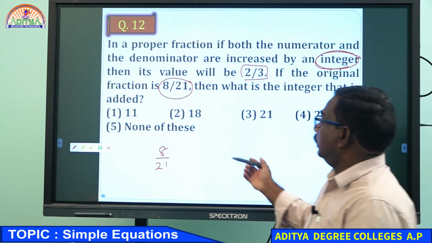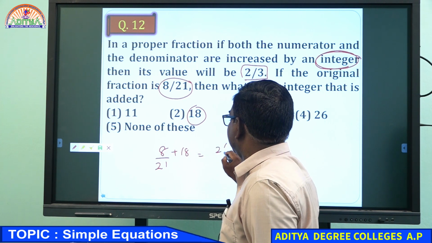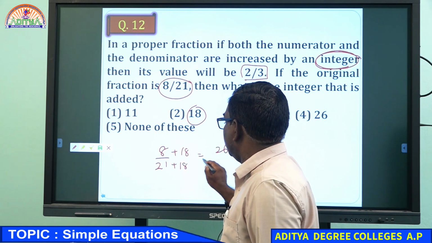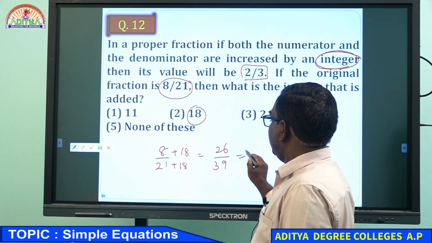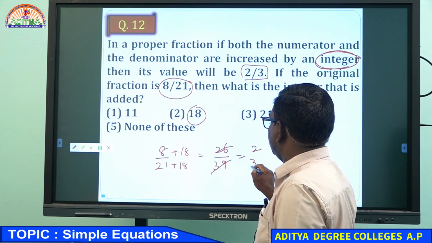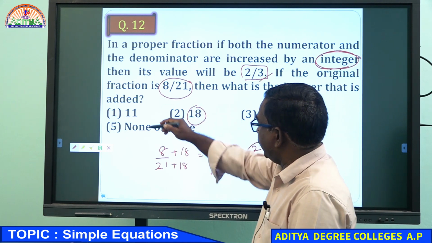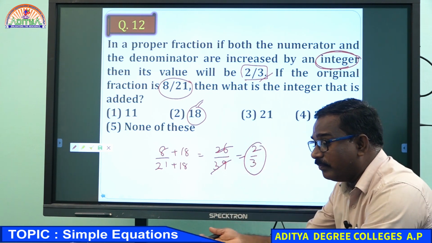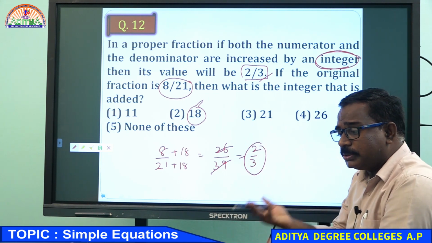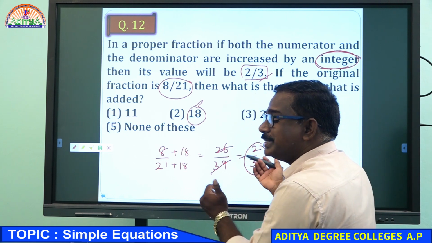Suppose if you take 8 plus 18, how much do you see? That is 26. 21 plus 18, how much? That is 39. 13 goes 2 times, 13 goes 3 times, 2 by 3. What is required, we got. Because options are there, we substituted. Nowadays, some questions do not give options. This is by using options.